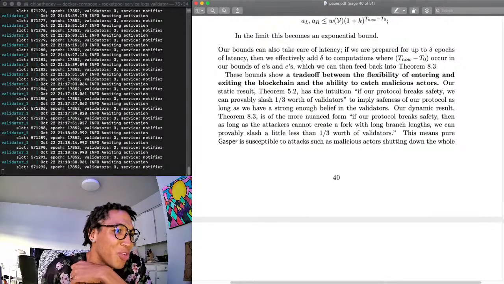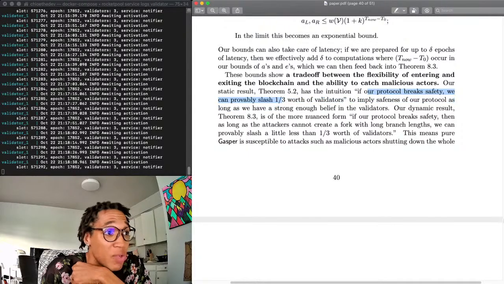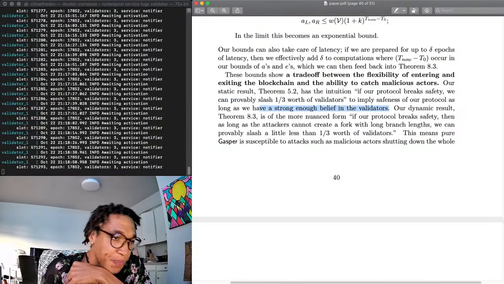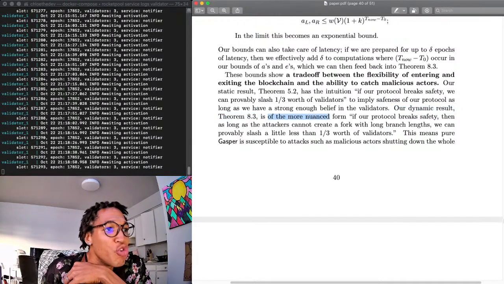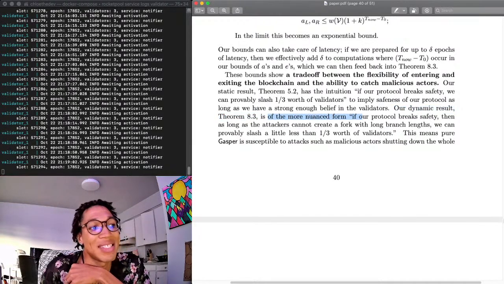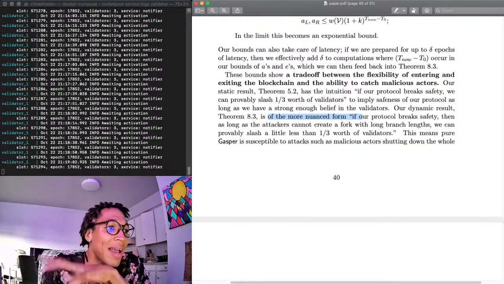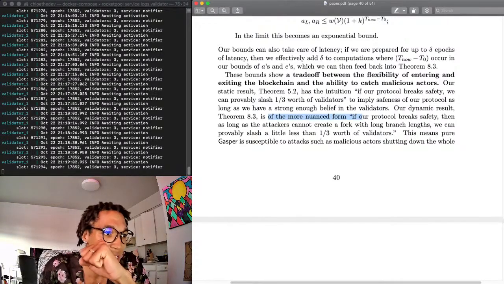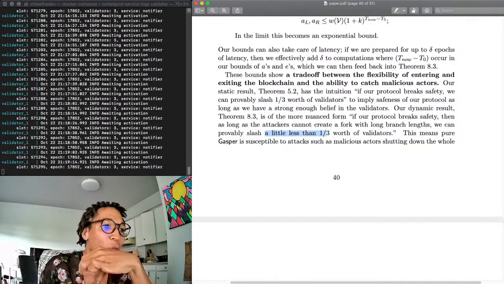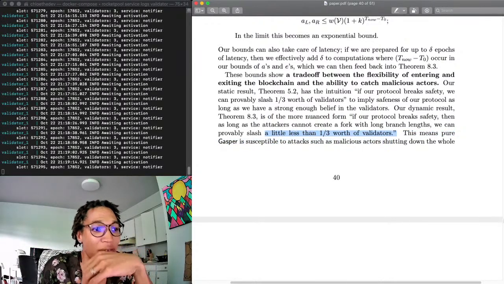Our static result, Theorem 5.2, has the intuition that if our protocol breaks safety, we can provably slash 1/3 of the validators to imply safeness of a protocol, as long as we have a strong enough belief in the validators. Our dynamic result, Theorem 8.3, is of a more nuanced form. If our protocol breaks safety, then as long as the attackers cannot create a fork with long branch lengths, we can provably slash a little less than 1/3 worth of validators.